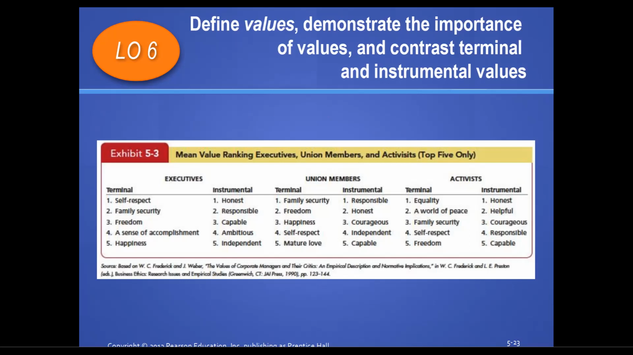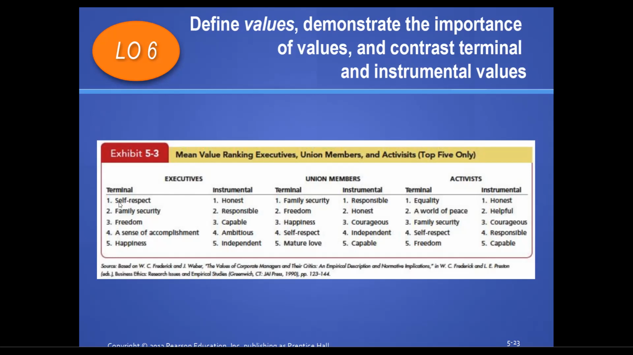I think we already discussed this one, where value ranking between executives, union members, and activists uses only the most important 5 values: terminal values and instrumental values. Already I discussed what is meant by terminal values, the end states of the values, and instrumental values, how you are going to achieve that particular end state, what type of instruments you are going to use. Those values we call instrumental values.